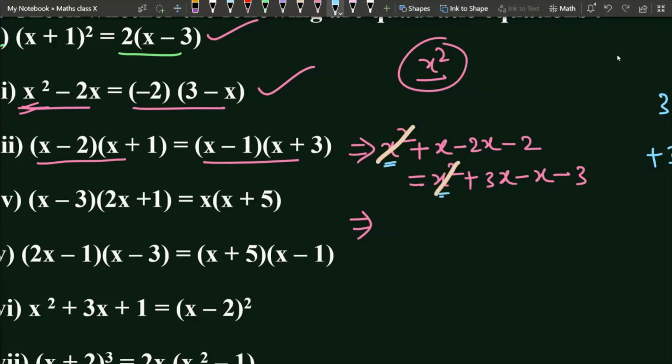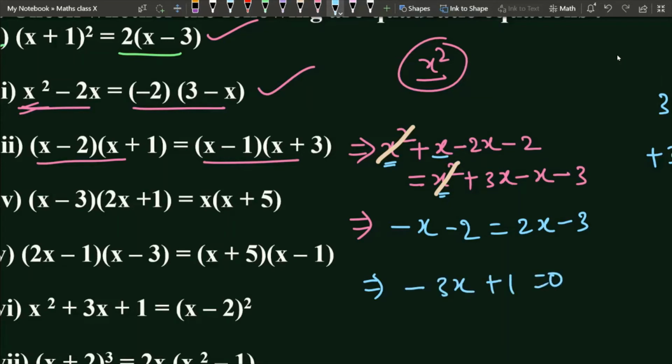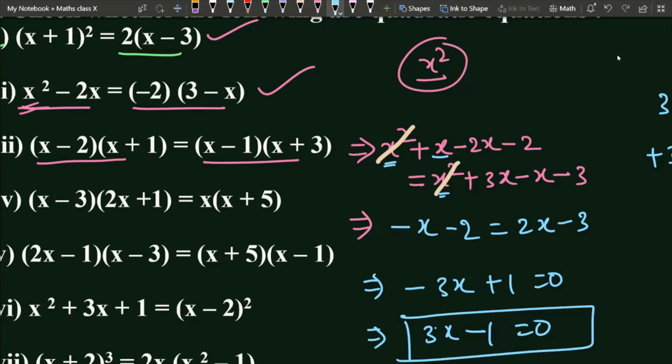See, what is remaining? I'm writing the remaining terms. x minus 2x is minus x, minus 2 is equal to 3x minus x is 2x, minus 3. Or you can simplify this more: minus x minus 2x, so minus 3x, and minus 2 plus 3 is plus 1, is equal to 0. Or if you want to write it in standard form, you can write it as 3x minus 1 is equal to 0. This is not a quadratic equation because it doesn't have any x square term.